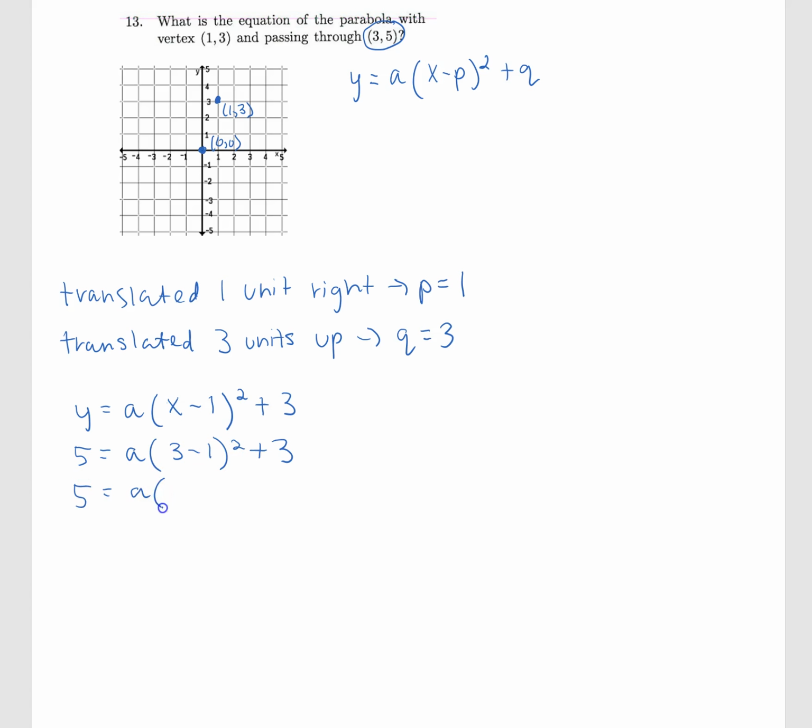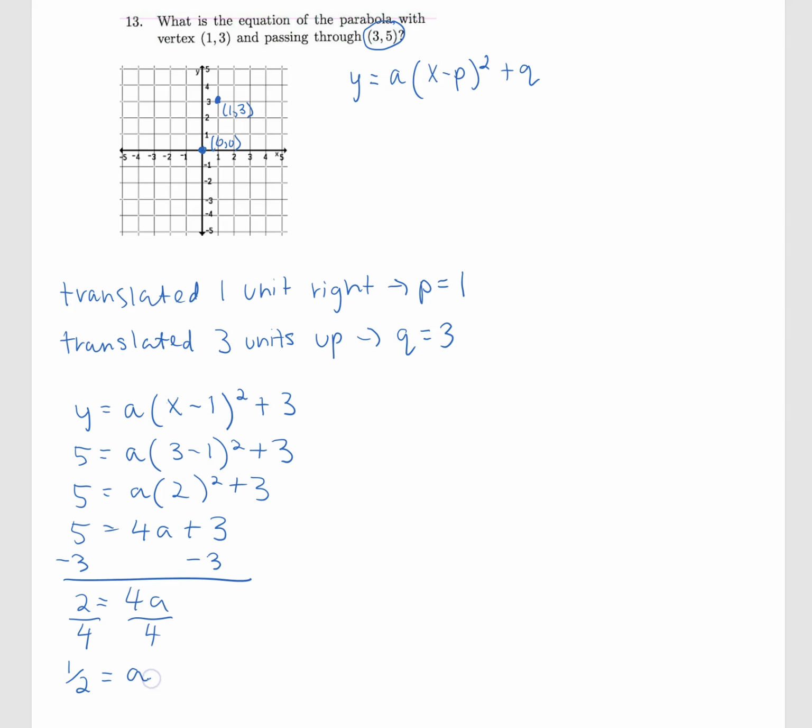3 minus 1 is 2, and 2 squared is 4, so we have 4a as our first term here. And now I'm going to subtract 3 on both sides of my equation. 5 minus 3 is 2. That equals 4a. Dividing by 4 on both sides, 2 over 4 can be simplified to 1/2.